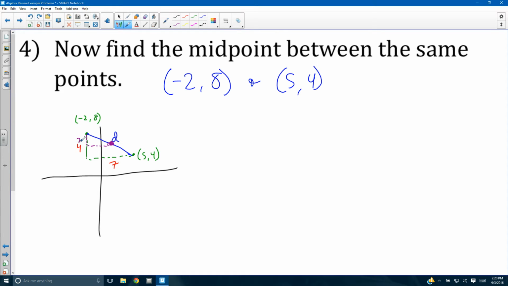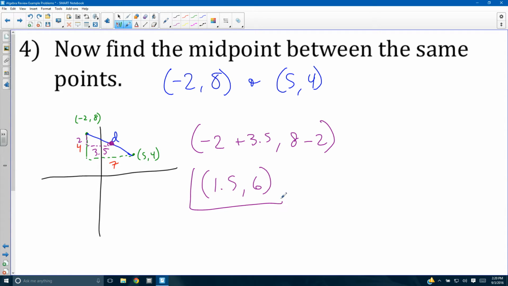Half of 4 is 2. Half of 7 is 3.5. So when I'm finding my midpoint, I can do negative 2 plus 3.5 because I'm going 3.5 to the right. And I can go 8 minus 2 because I'm going 2 down. So those numbers are 1.5 and 6. So that's one way of finding the midpoint.